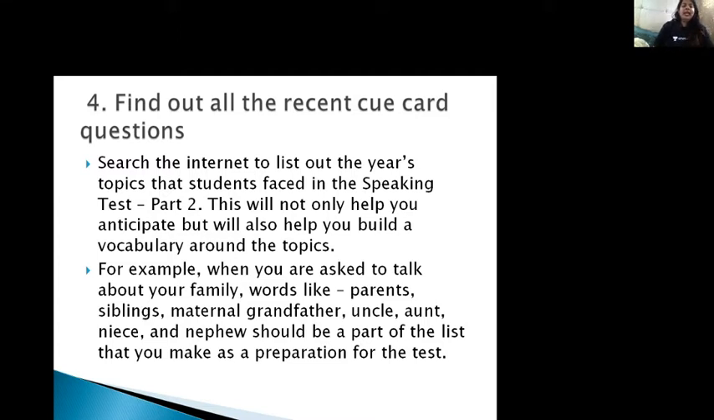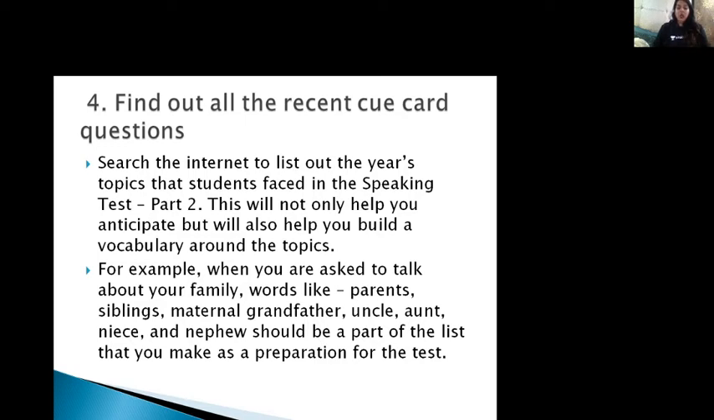This will not only help you anticipate, but will also help you build a vocabulary around the topics. So building vocabulary around the topics is extremely important. For example, when you are asked to talk about your family, words like parents, siblings, maternal grandfather, and all those words such as uncle, aunt, niece, nephew, all these words should be part of your list.